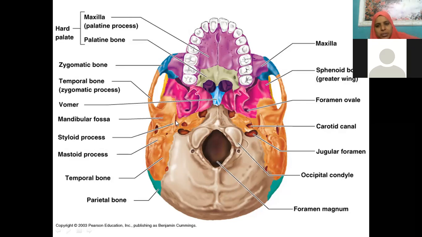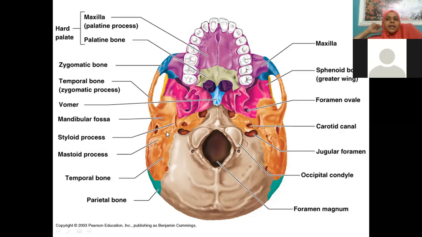Two projections are seen. One nipple-like projection, which you can feel behind the ear, is called the mastoid process. More medially, a sharp spine-like projection is there. That is the styloid process. Between the mastoid process and the styloid process, there is a hole called the stylomastoid foramen.